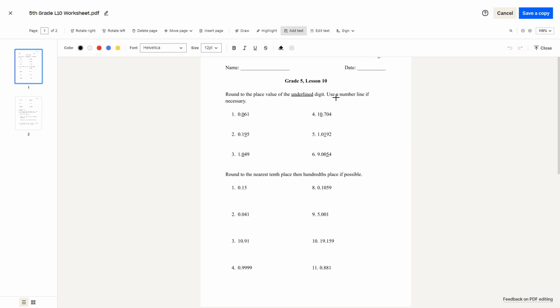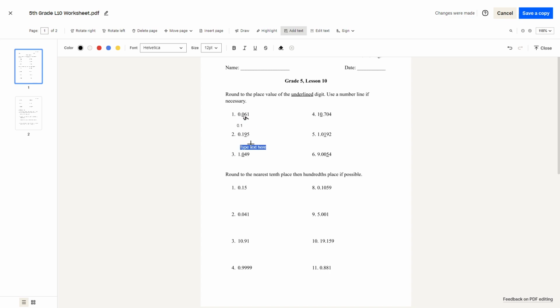Round to the place value of the underlined digit. Use a number line if necessary. So to round to the place value of the underlined digit, we know that all we need to do is look at the number before the underlined digit. So the answer to this question will be 0.1 because 6 is greater than 5 and so we'd round up.